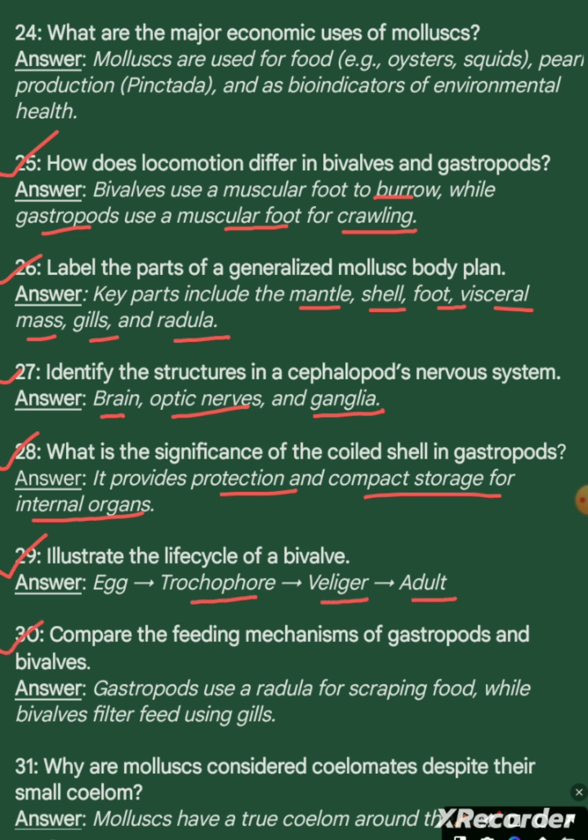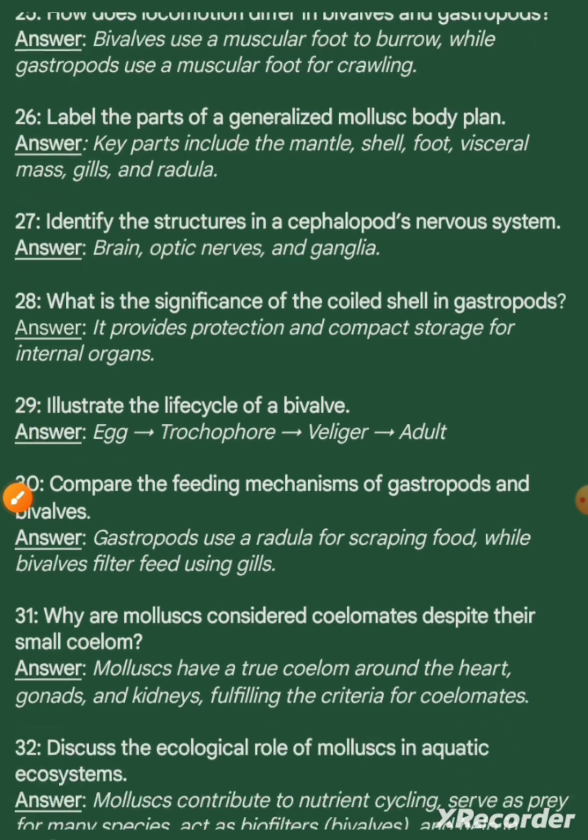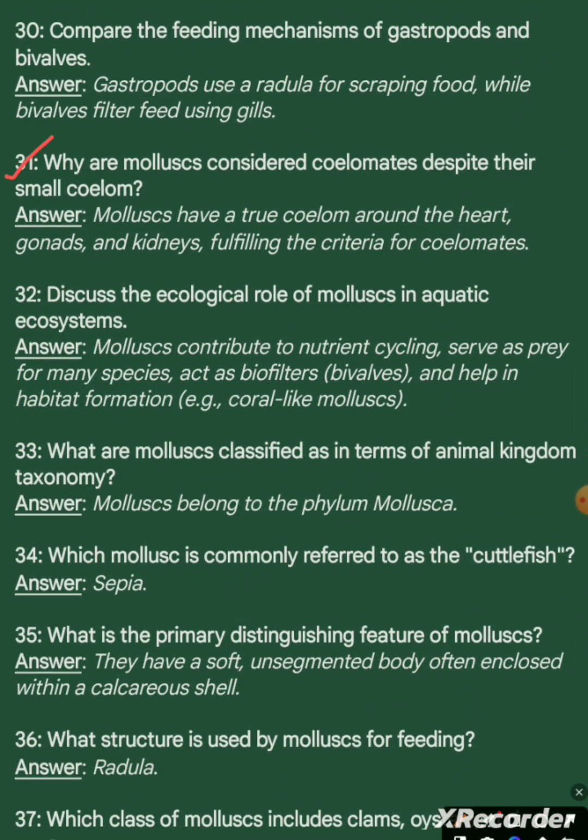Question 30. Compare the feeding mechanism of gastropods and bivalves. Answer. Gastropods use a radula for scraping food while bivalves filter feed using gills. Question 31. Why are mollusks considered coelomates despite their small coelom? Answer. Mollusks have a true coelom around the heart, gonads, and kidneys, fulfilling the criteria for coelomates.